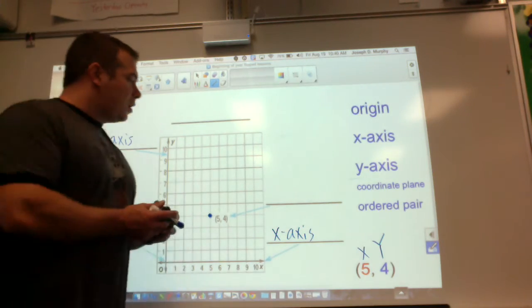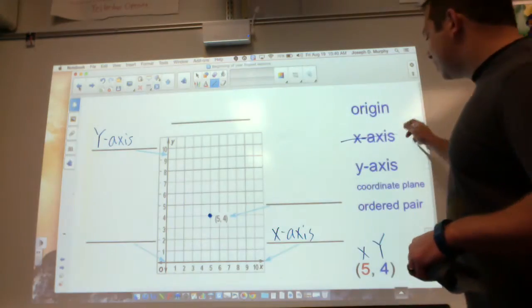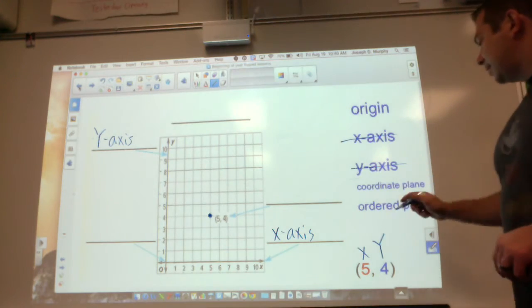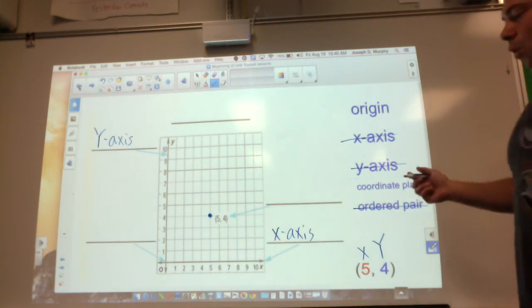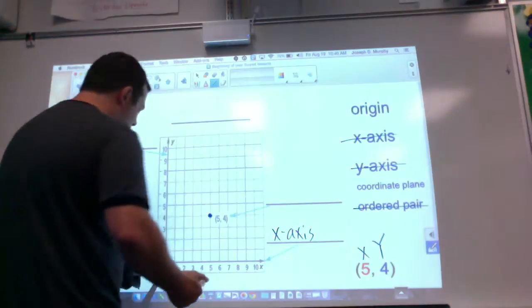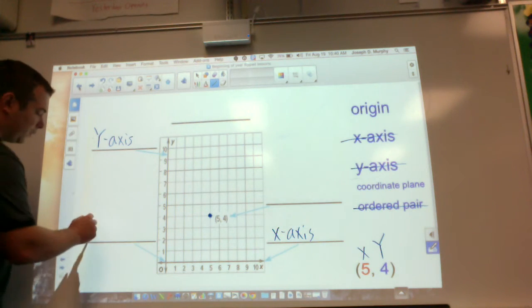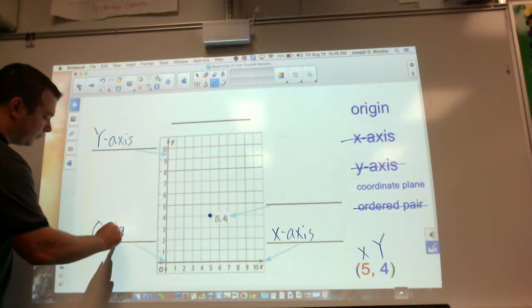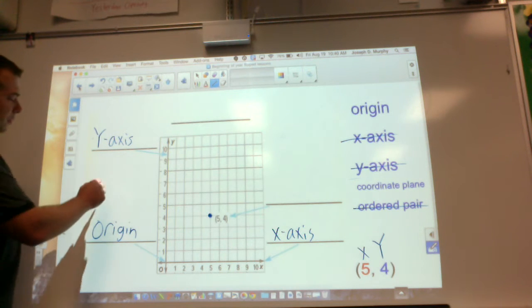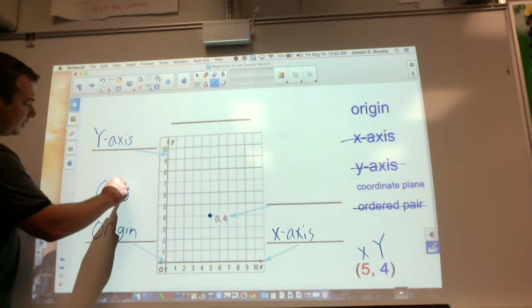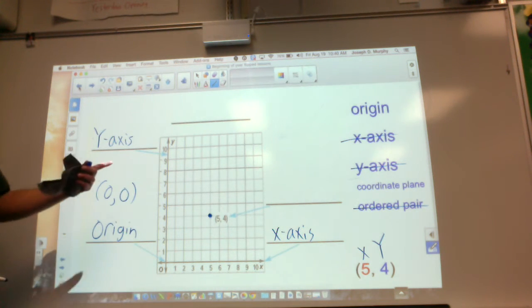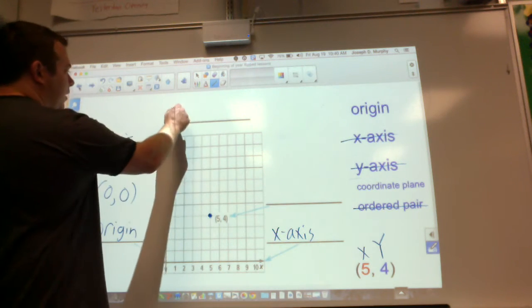Now, we've done our x-axis. We've done our y-axis. We have our ordered pair. The origin is just the starting point. Right here it is 0, 0. So that's our origin. And if I were to write that as an ordered pair, it would be 0 x and 0 y. Okay? And the last thing, this is just called a coordinate plane.